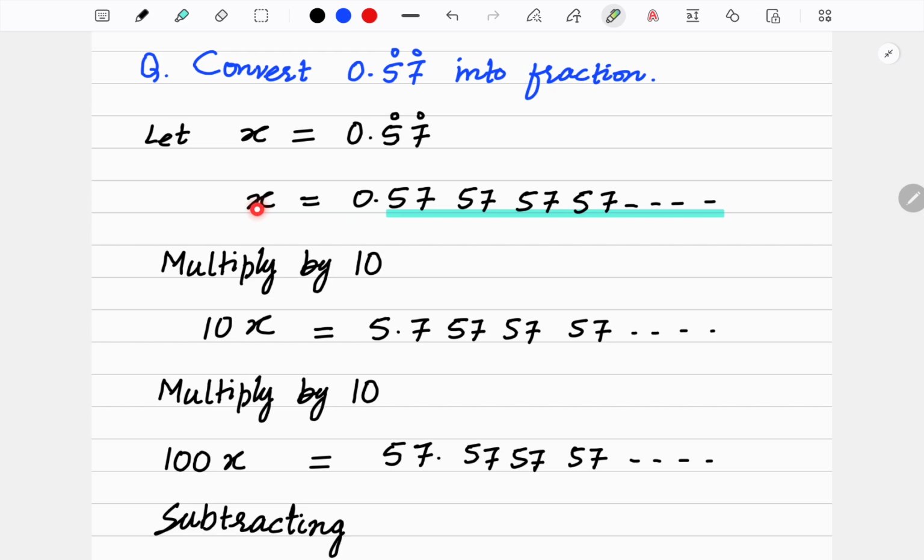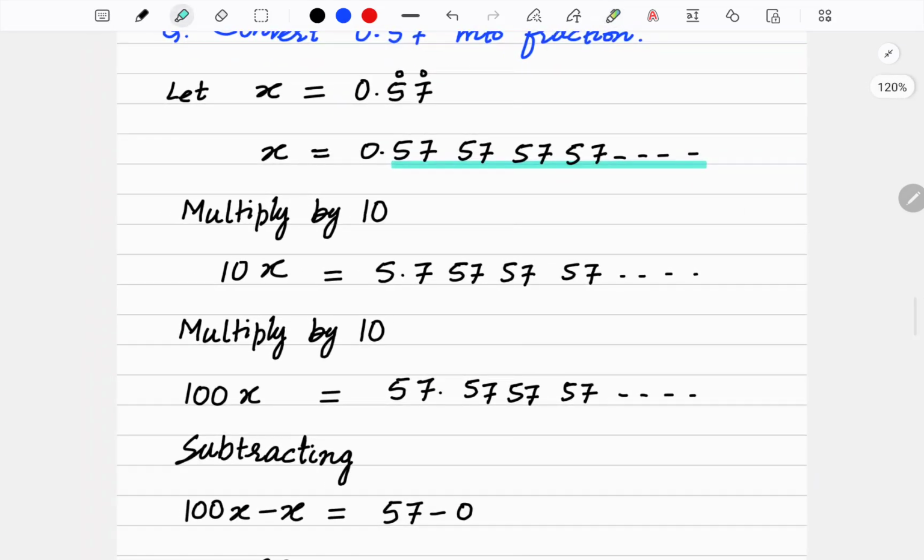Again multiply by 10. When we multiply x by 10, it becomes 10x, and if we multiply 10x again by 10, 10 tens are 100. x becomes 10x, and 10x becomes 100x, and if you multiply 100x again, it becomes 1000x. So 1, 10, 100 and 1000 if you keep multiplying by 10. And here we have 0.57. If we multiply by 10, then the decimal shifts inside. It becomes 5.75757. If we again multiply by 10, then 5.7 becomes 57.